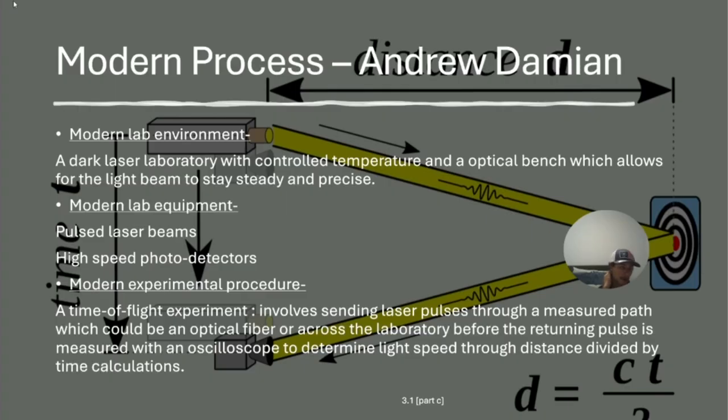In the modern process, the modern lab environment includes a dark laser laboratory with controlled temperature and an optical bench, which allows the light beam to stay steady and precise. Some of the modern lab equipment includes pulsed laser beams and high-speed photodetectors. Modern experimental procedures include a time-of-flight experiment, which involves sending laser pulses through a measured path, which could be an optical fiber or across the laboratory before returning. The pulse is measured with an oscilloscope to determine the light speed through distance divided by time calculations.